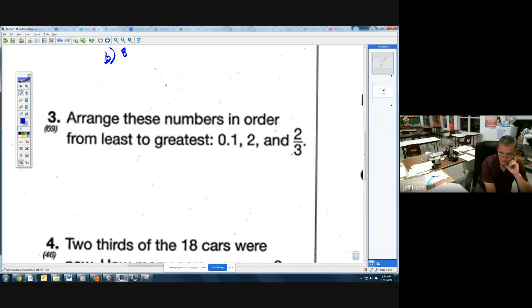Number 3, arranging those in order from least to greatest. It's probably best to think about these as decimals. This is 0.1, and this is a whole number 2, and 2/3 is about 0.6. This has to be more than a half, this has to be less than a half, and this is a whole number bigger than either one of them. So from least to greatest, it's going to be 0.1, then your fraction 2/3, and then your whole number 2, which has to be more.